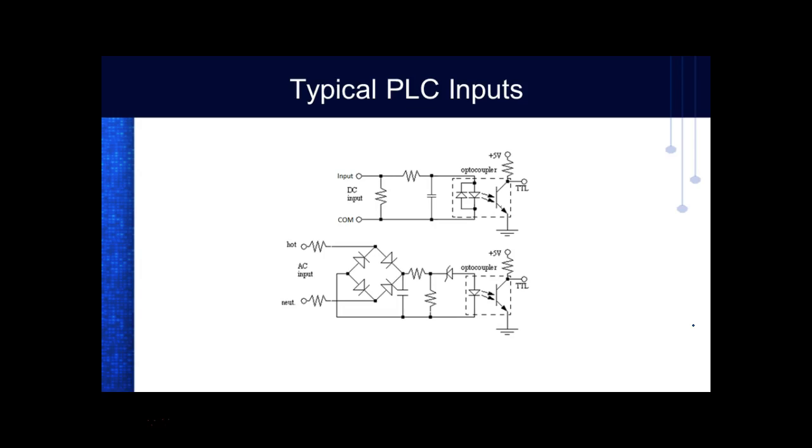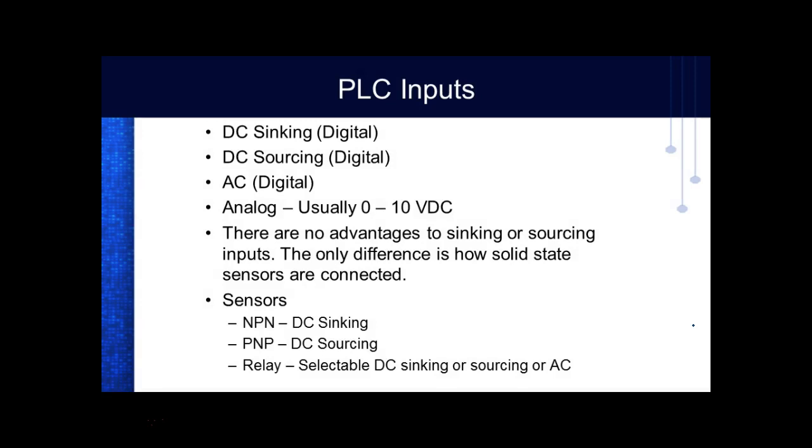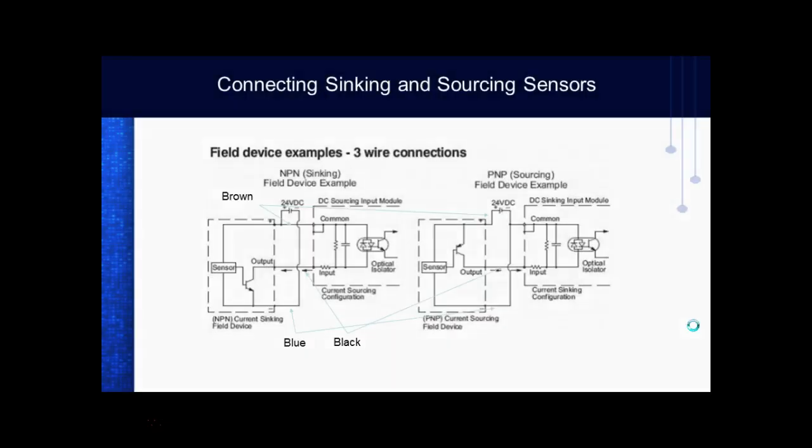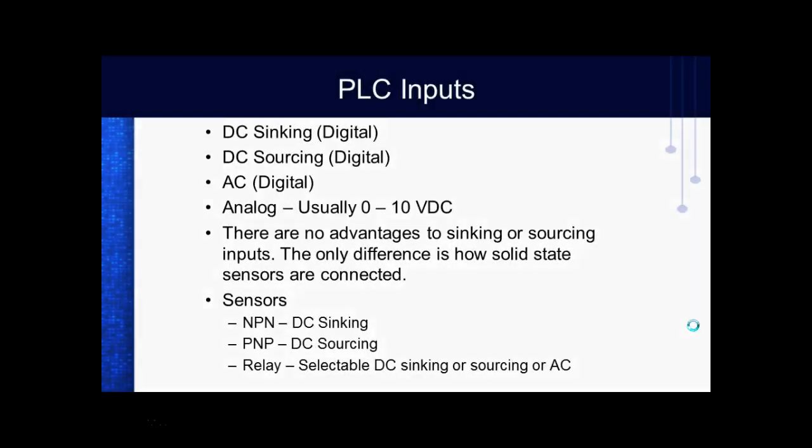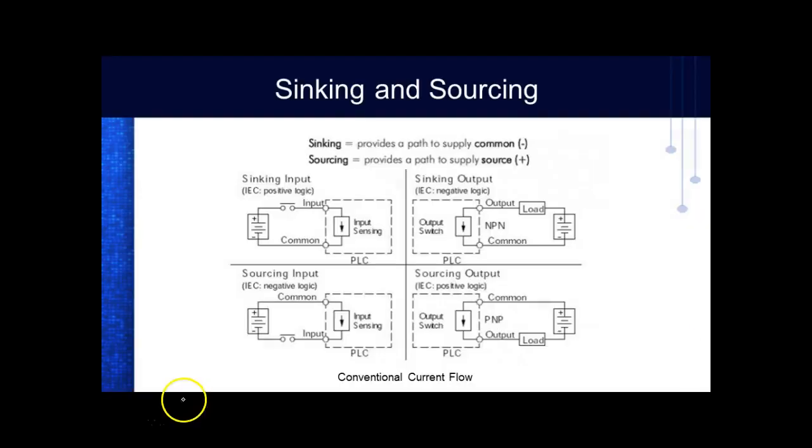So if we're sourcing, this is what this diagram shows. Right here is our common. This is the common to our PLC, the common for our inputs. Now they're just showing one input. If I was going to draw this in a ladder diagram, this is going to be my minus DC, this is going to be my plus DC, and then my input switch would be right here.